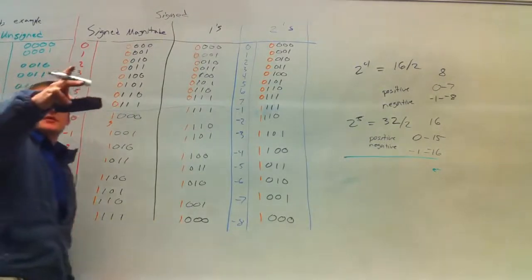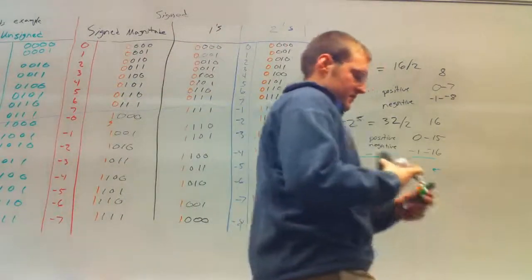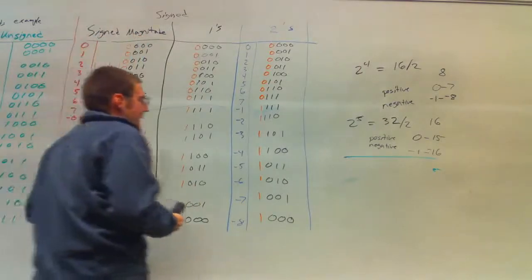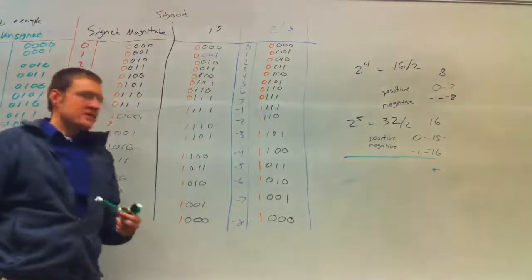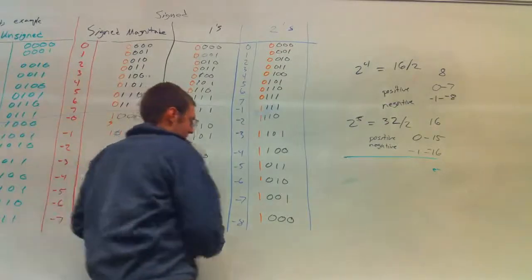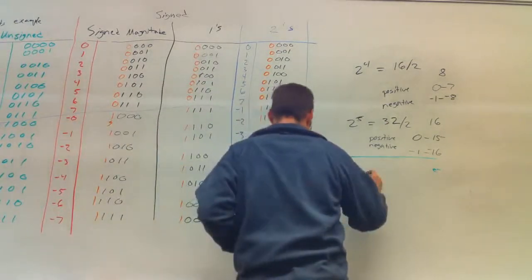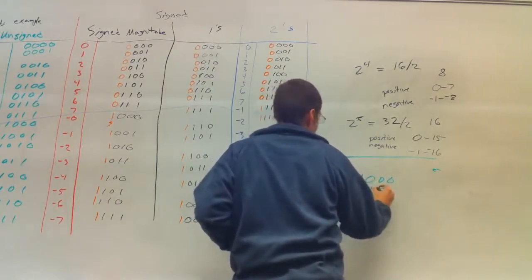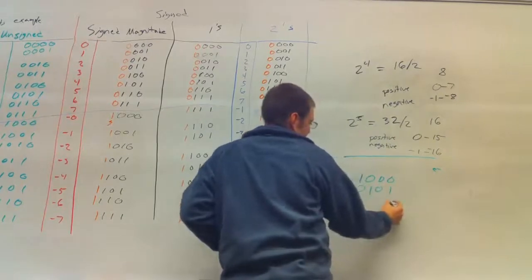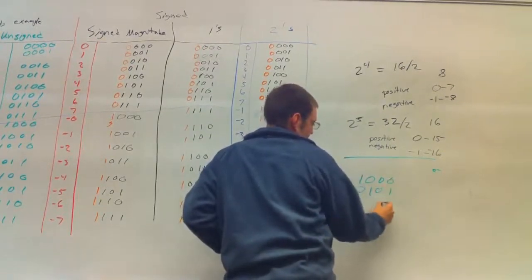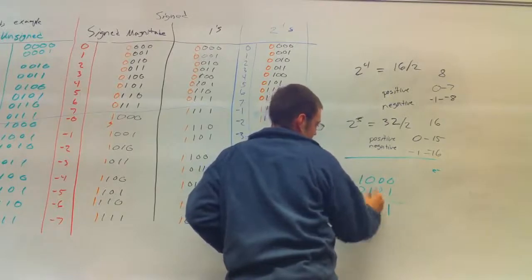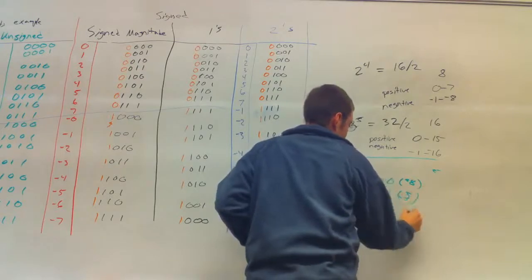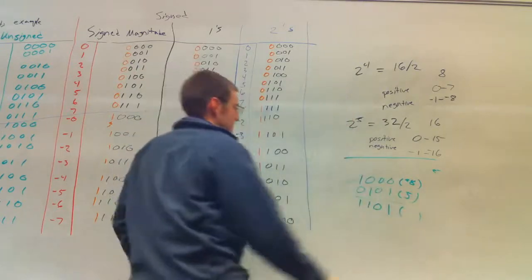With 4 bits, can you do arithmetic with the number -8? Because it's -0, I can add 5 to it, and it would come out right. If I take 1, 0, 0, 0 and add 0, 1, 0, 1, I get 1, 0, 1, 1. This is -8, this is 5, and we get -3.